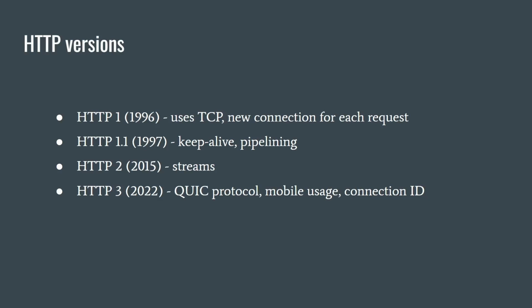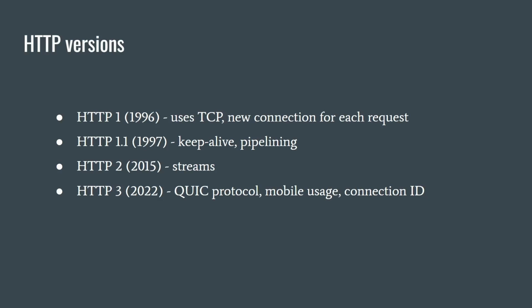So that's one of the reasons why we have HTTP 1.1, which was released in 1997. It introduced keep-alive connections, which means that multiple requests are going to be handled as part of the same connection. It also introduced the concept of pipelining, which means that the client can send multiple requests and the server is going to respond in the order of the requests. As you can imagine, it was hard to maintain something like that.